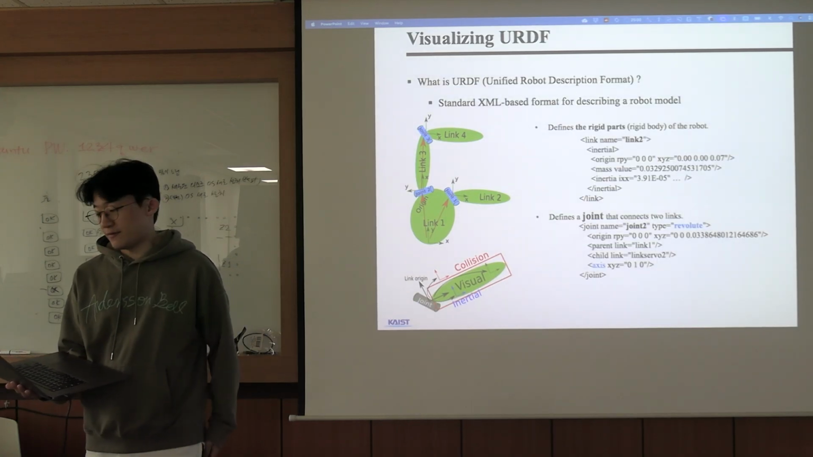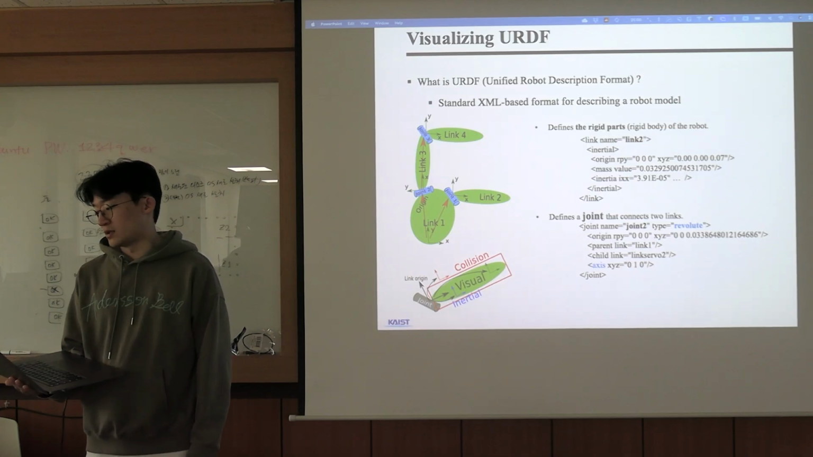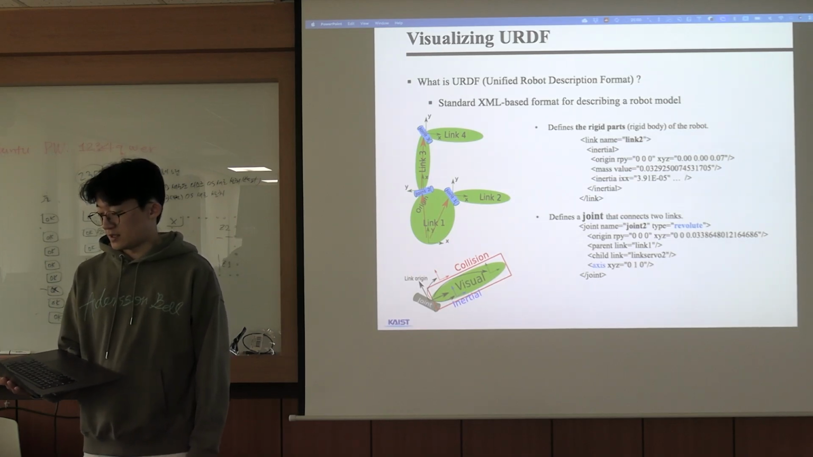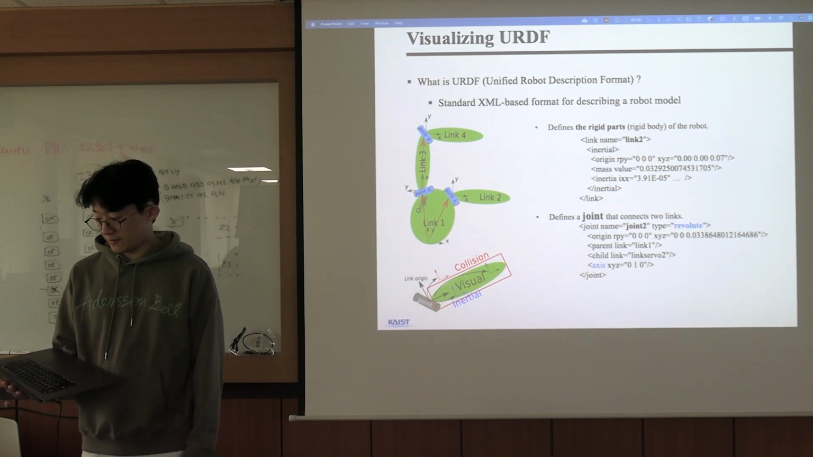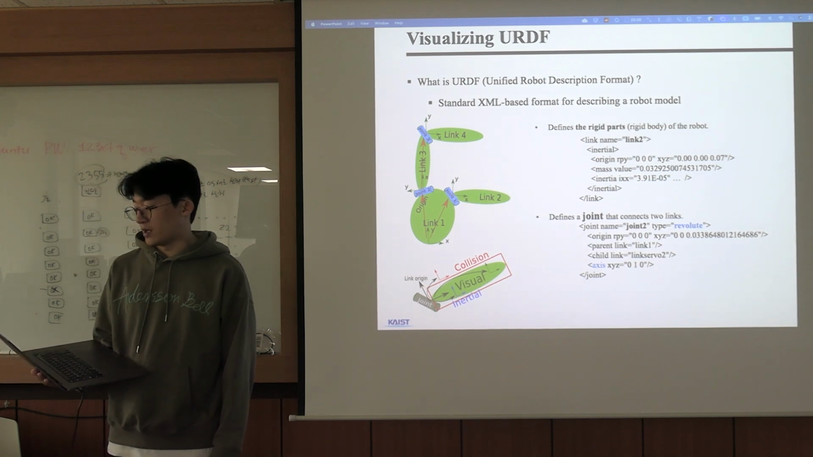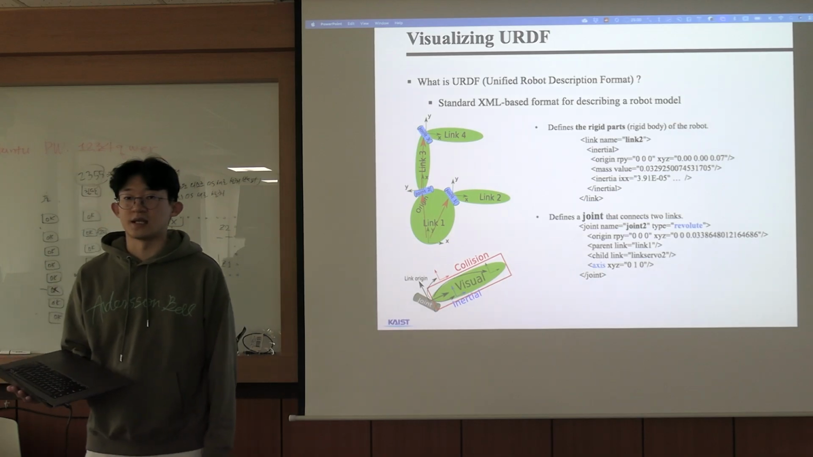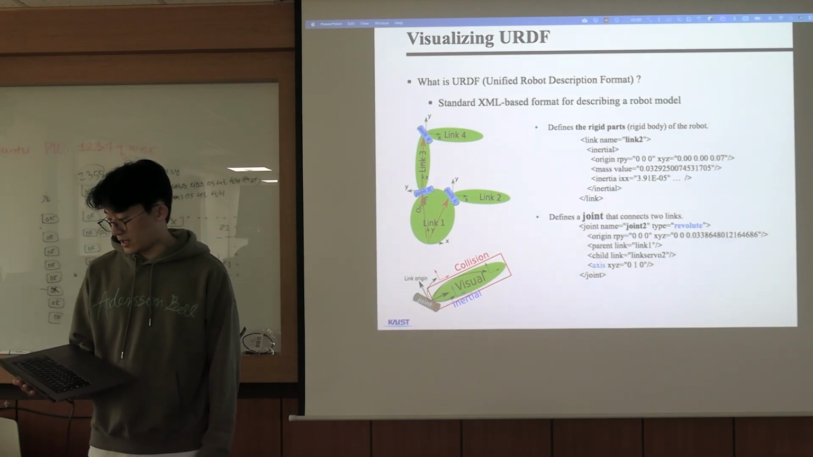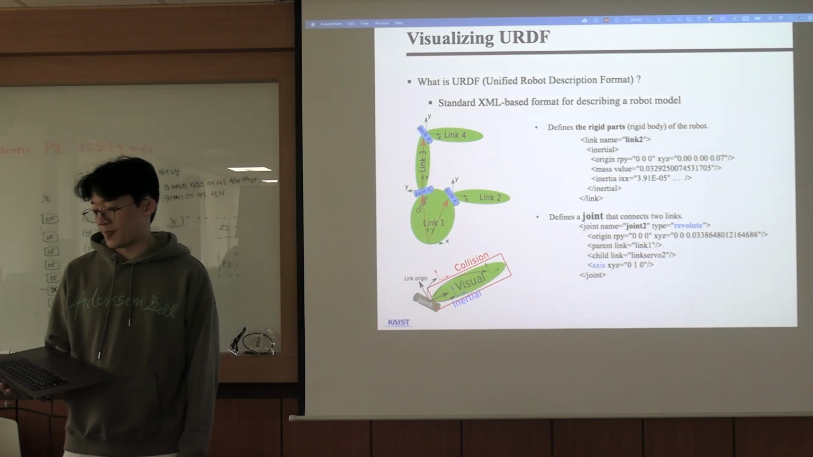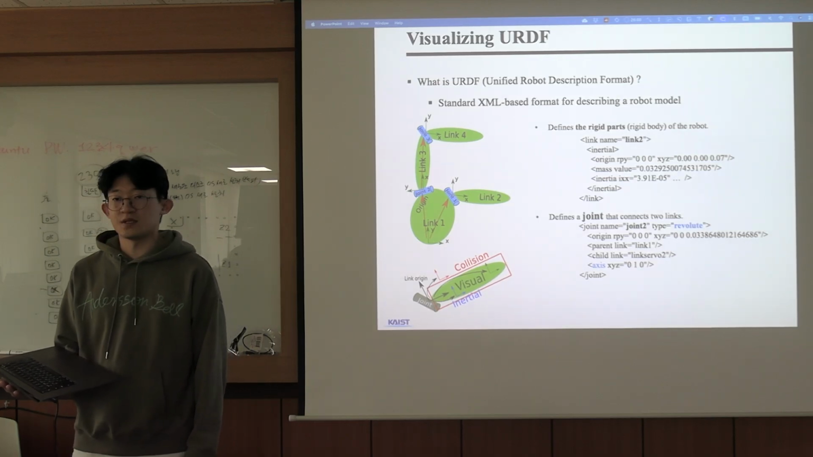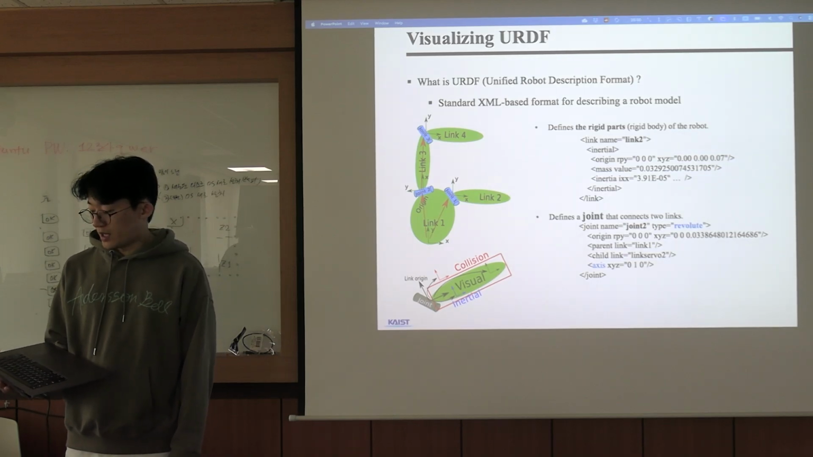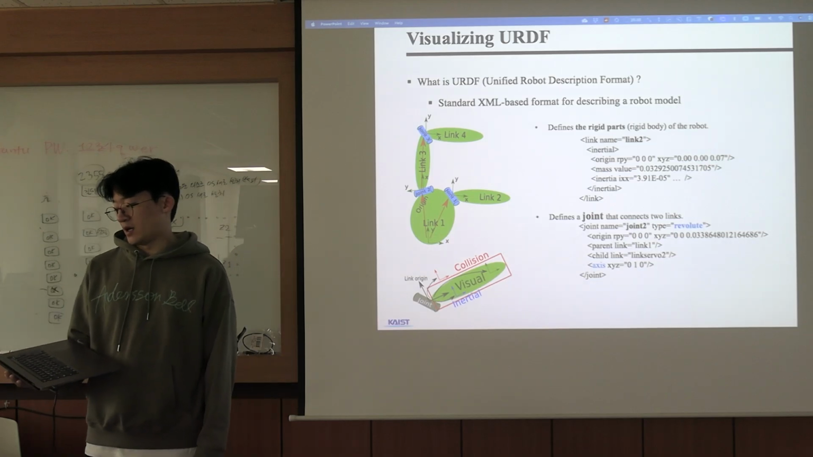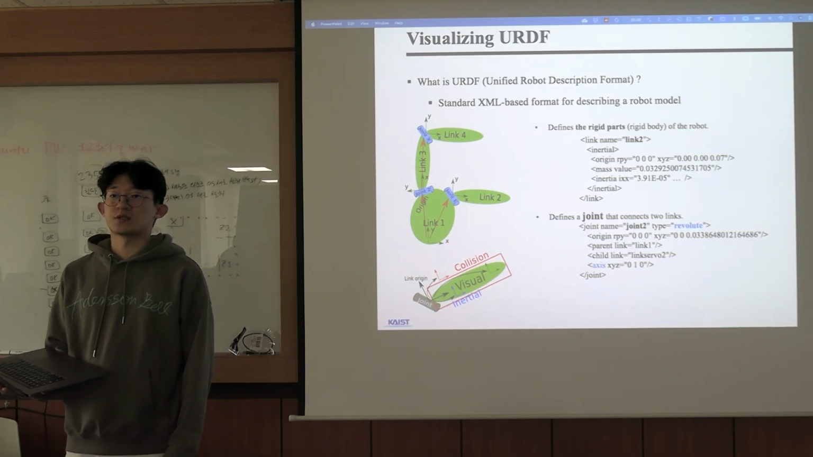Let's talk about URDF, which stands for Unified Robot Description Format. URDF is a standard XML-based format used to describe the robot model. In a URDF file, we define the rigid parts of the robot, which are called links, and we also define the joints that connect these links. Each link can include its inertial, visual, and collision properties. An important point is that all frames in a URDF are expressed relative to the joint frames. So, by combining links and joints in URDF, we can create a full description of the robot's structure.